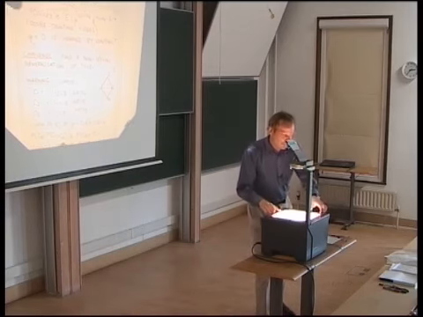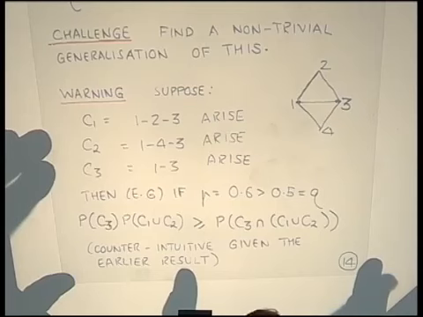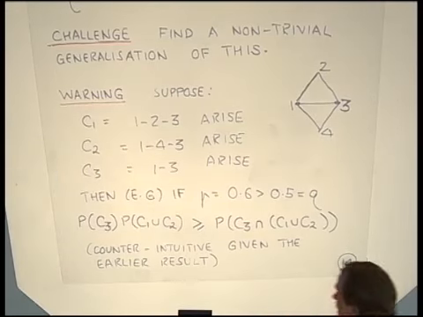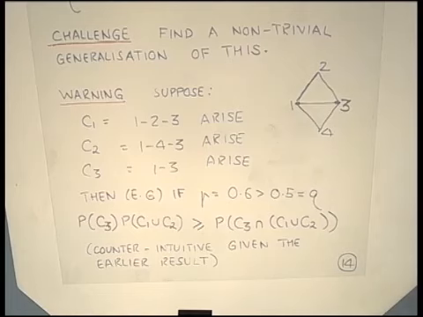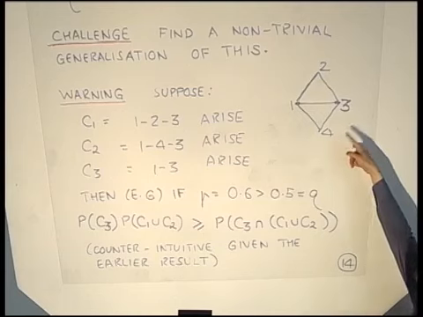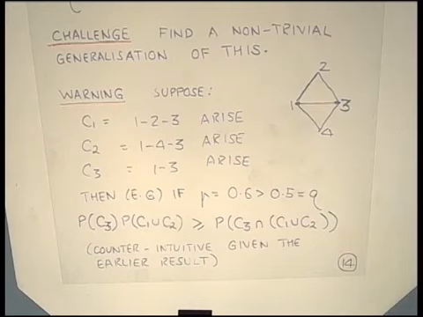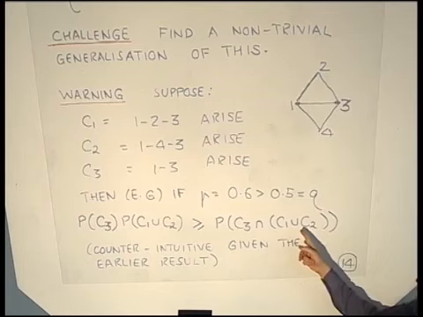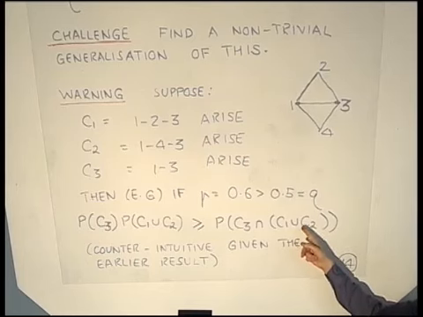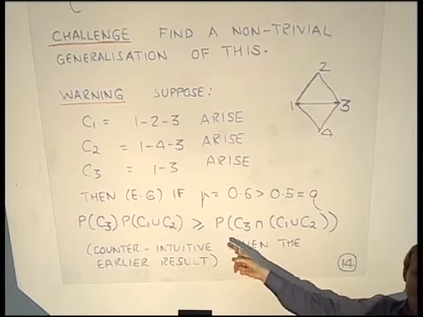Just a sort of warning about FKG type stuff and increasing events. If you have these three events here, so this is a rhombus, I suppose, with one diagonal in it. C1 is that 1 to 2 and 2 to 3 arise. C2 is that 1 to 4 and 4 to 3 arise, so the two diagonal bits. And C3 is that the diagonal from 1 to 3 arises. So C1 intersects C3 is that the top triangle arises, C2 intersects C3 is that the bottom triangle arises. If you were being tempted to do this in a kind of naive FKG way, this is a salutary warning to you. It's not quite as simple as that.